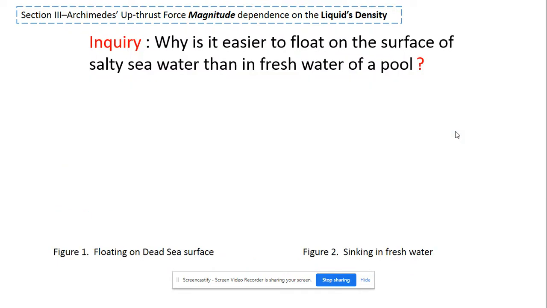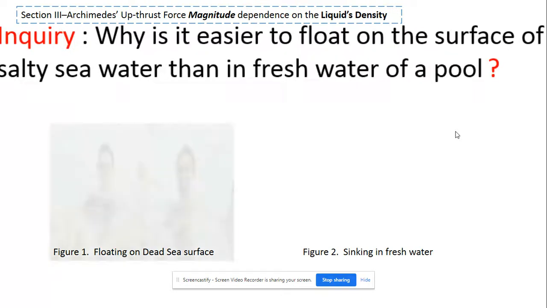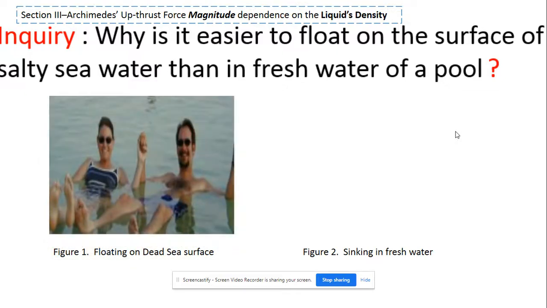Question: why is it easier to float on the surface of salty sea water than in fresh water of a pool? Give yourself some time to answer the question. So here in figure 1 we can see people floating easily on the Dead Sea surface.